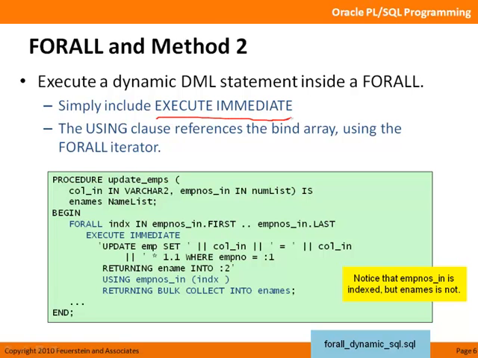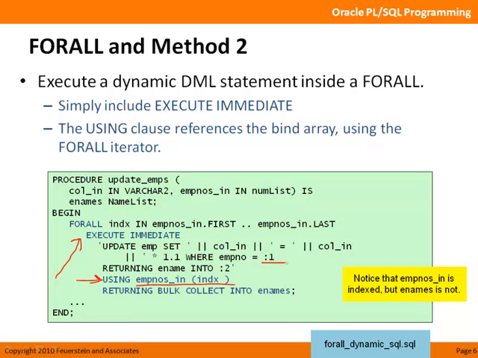So you simply include execute immediate under the FORALL header. The using clause now references the bind array. In other words, you have to bind an array or collection into the DML statement, and now that's in the using clause using the FORALL iterator. So FORALL, here's the iterator, just like a for loop. Here's my DML statement, my dynamic DML statement. Here's the execute immediate.